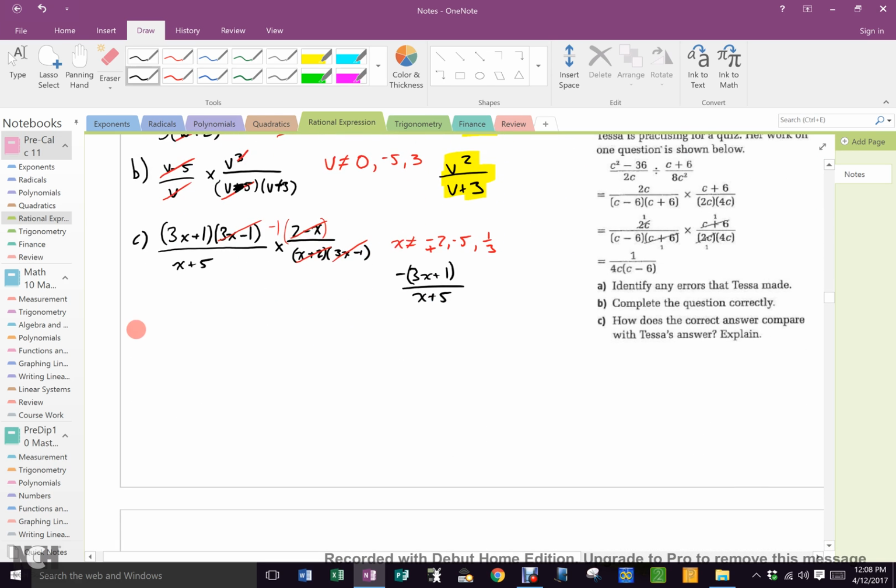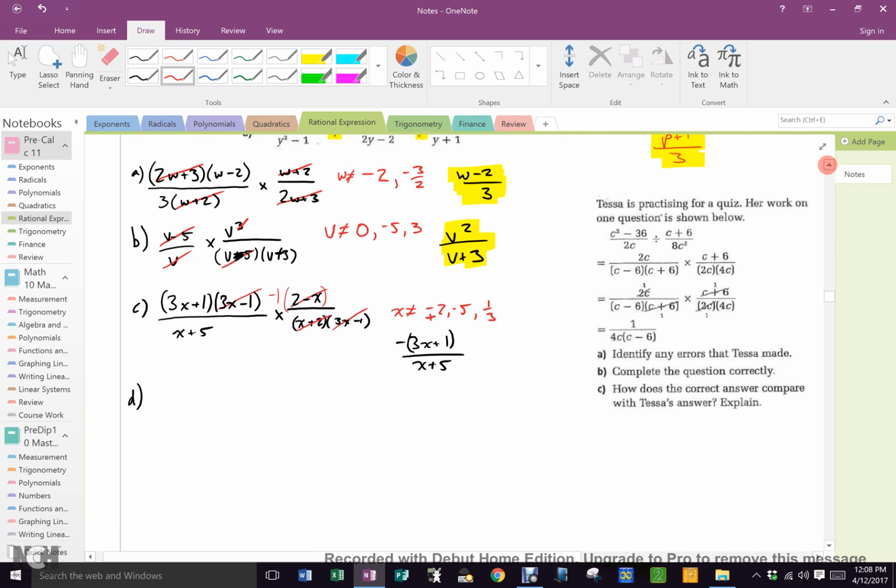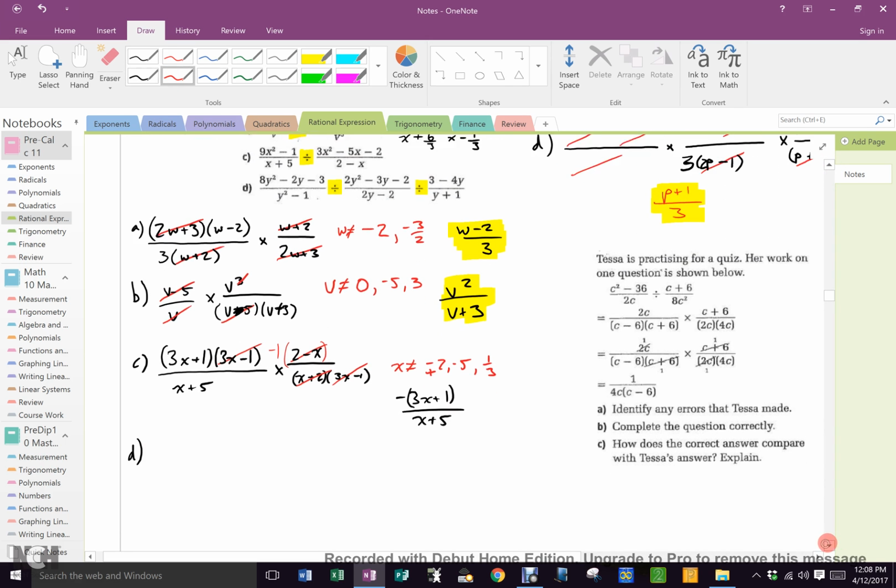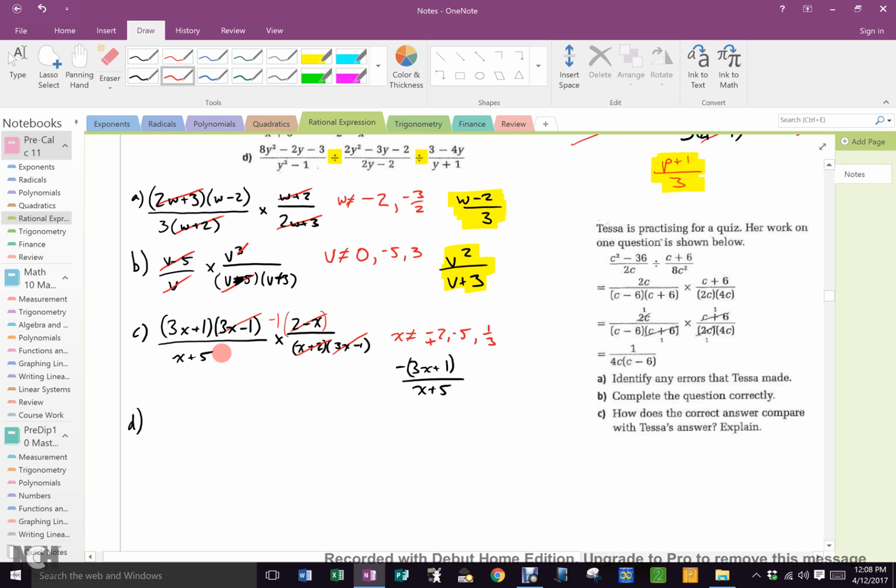And finally, D. D is weird, right? Because it's got two divisions. So you know you've got to flip that, and then you've got to flip that. So let's tidy it up first. So that's going to be, I'm using red.